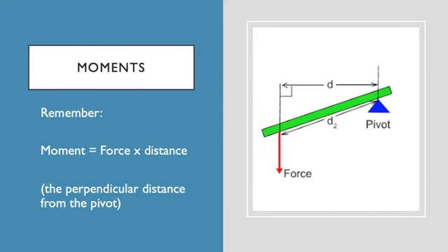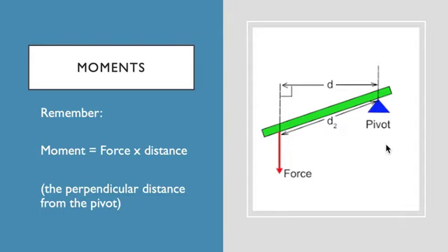Right, so let's do a bit of a recap. Can you remember moments? We did it a few lessons ago. A moment is a turning force, and a moment equals the force times the distance, or really the force times the perpendicular distance from the pivot.